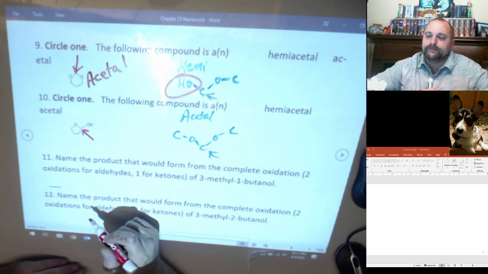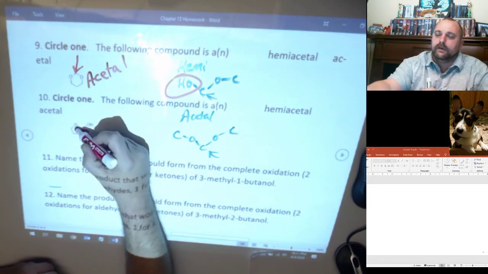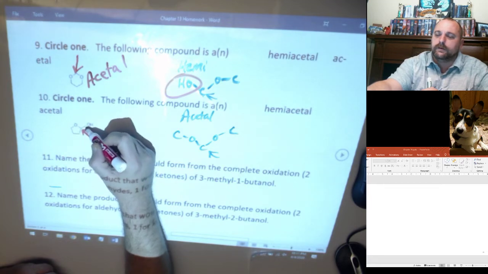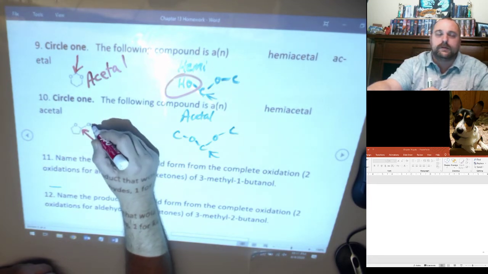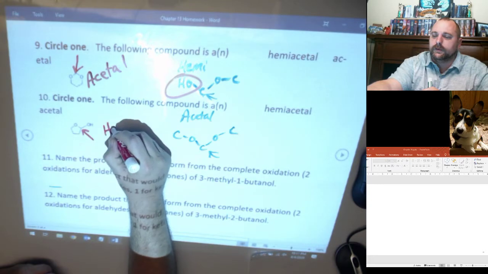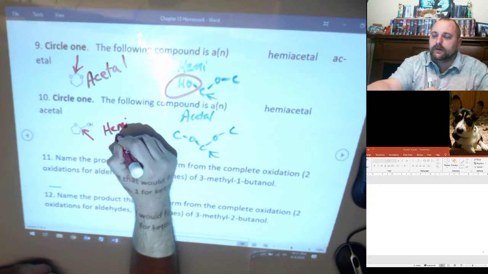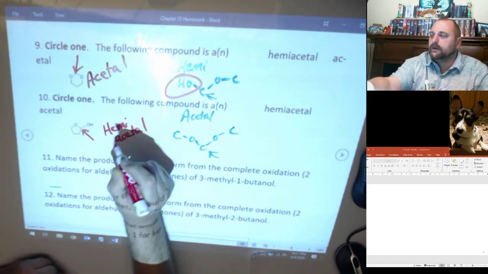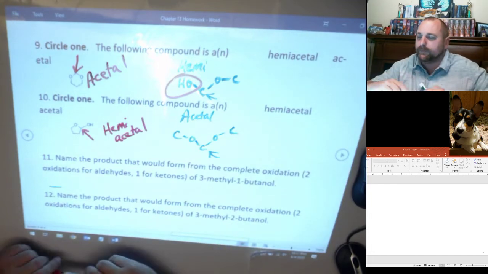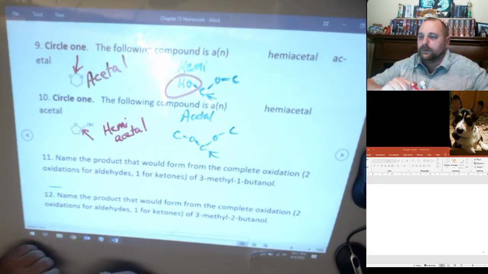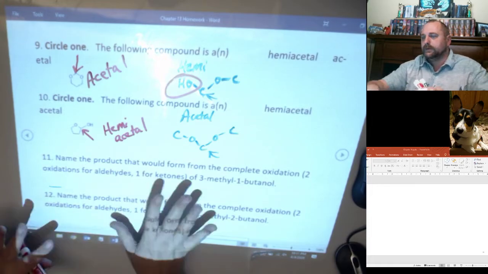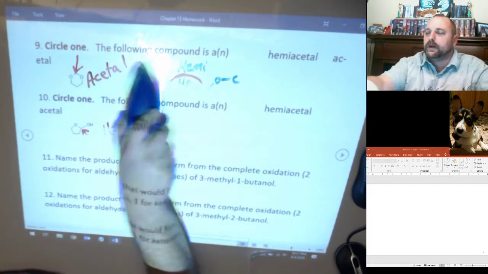Alright, so this side is my ether, and this side has an H, it's my alcohol. This is a hemiacetal. So we go circle it. That's fine. Alright. So those aren't too bad. Snapshot. And here we go.